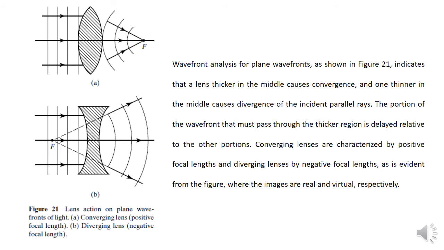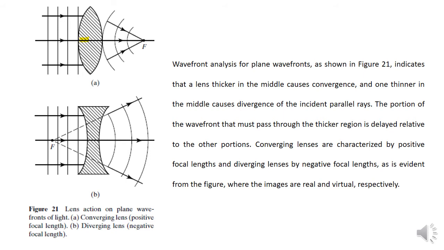So the wavefront analysis for the plane wavefronts, as you can see in the figure, indicates that a lens which is thicker in the middle causes convergence, and the one which is thinner at the middle causes divergence of the incident parallel rays. So the portion of the wavefront that must pass through the thicker region is delayed relative to the other portion, because in the convex lens, when this plane wavefront is passing through the lens, at the middle region it travels more distance as compared to its edges. So here the wavefront is slowed down more as compared to its edges.